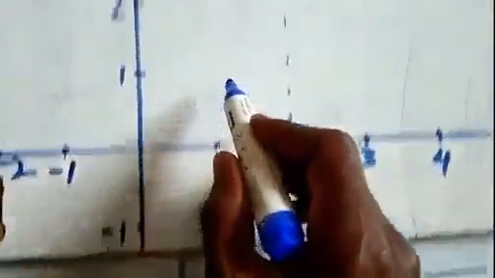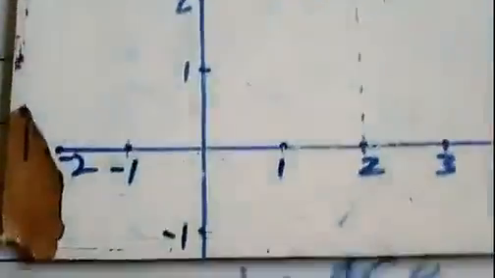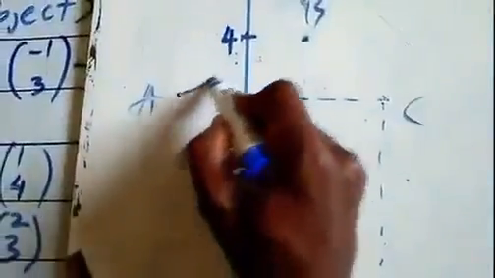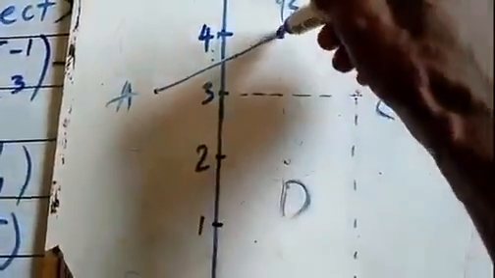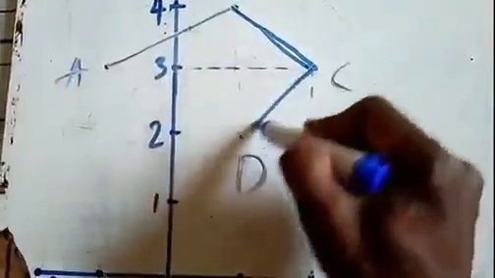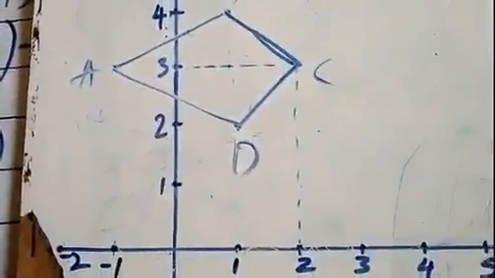Now, our D, which is given as 1 column 2: my 1 on my x-axis and my 2 on my y-axis, which will be somewhere around this place. So, therefore, this will be my D. Let's now join it from A to B, from B to C, from C to D, from D back to A. That is the quadrilateral given to us.